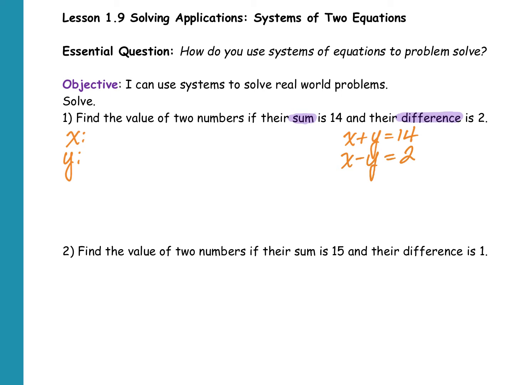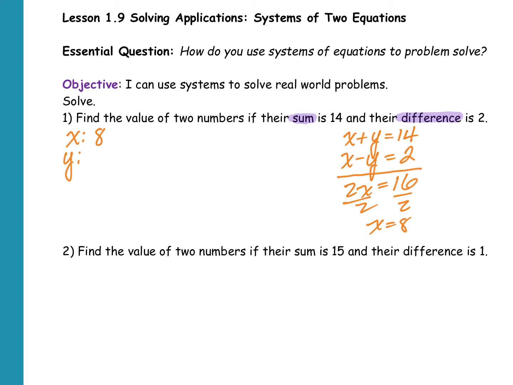Okay? So I'm going to use elimination because I have a Y and a negative Y. So I'm just going to add them together. So what's X plus X? 2X. Beautiful. And 14 plus 2. Now what do I do? And my answer is 8. So X is 8.